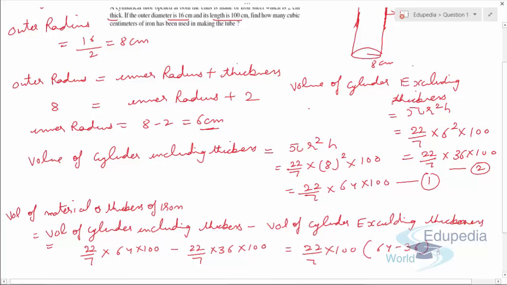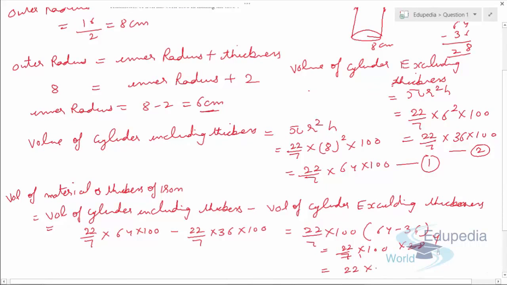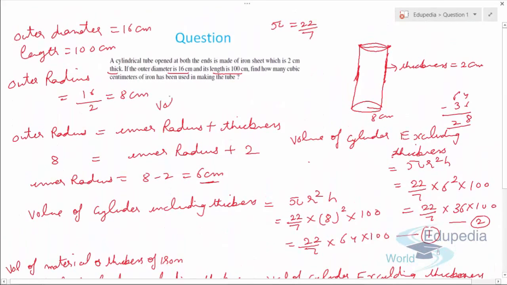Now we need to do the calculations. 64 take away 36 is 28. So we can write this as 22 by 7 times 100 times 28. Now the 7 and the 28 cancel, so this comes out to be 22 times 100 times 4, which is 8800 centimeter cube. So the volume of iron used is 8800 centimeter cube. This is how we can use the concept of the volume of a cylinder to find the volume of material used to make a cylinder. It's a very interesting question. Let's discuss the next question now, question number 2.